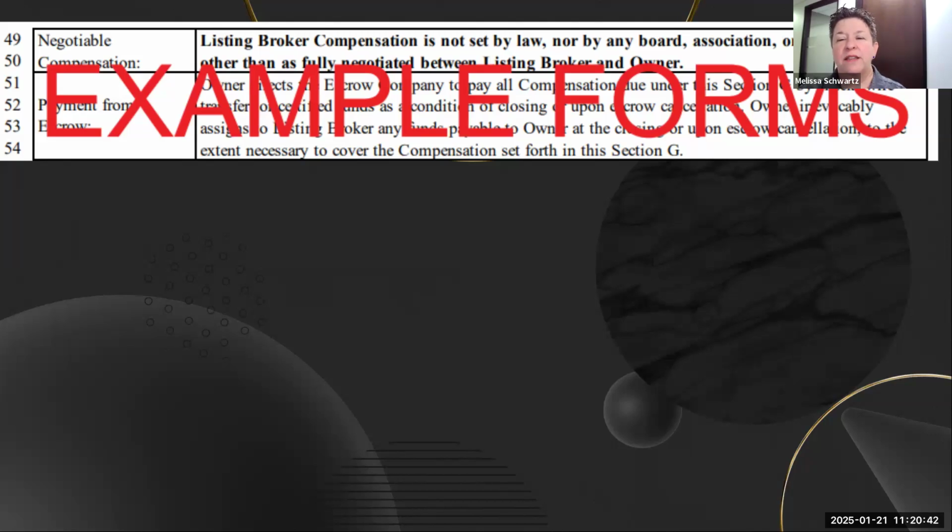Interesting that they're taking all of it. Any funds. Well, that's different. Is that again? I can't see it. It says owner irrevocably assigns to listing broker any funds payable to owner at the closing or upon escrow cancellation, to the extent necessary, to cover the compensation set forth in this section. So the owner can't tell title later, "I don't want to pay that." They're obligated to pay that per this.